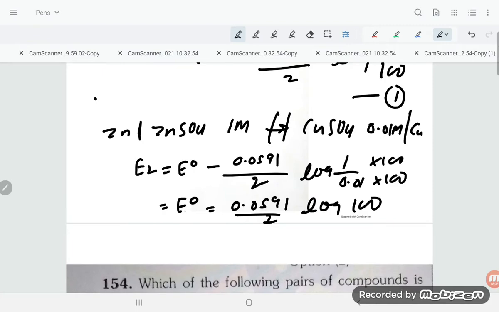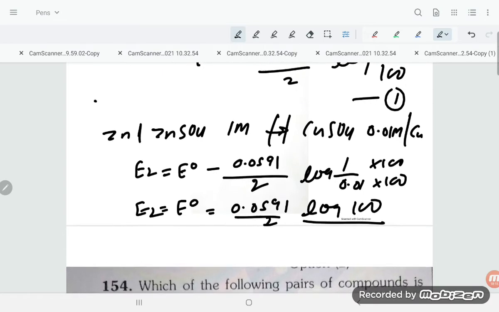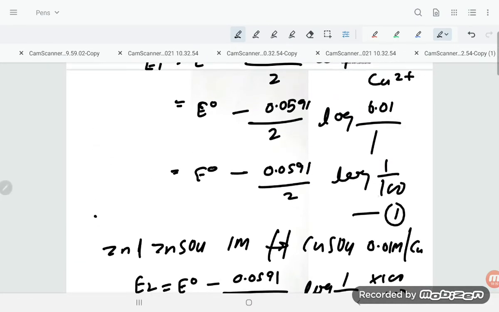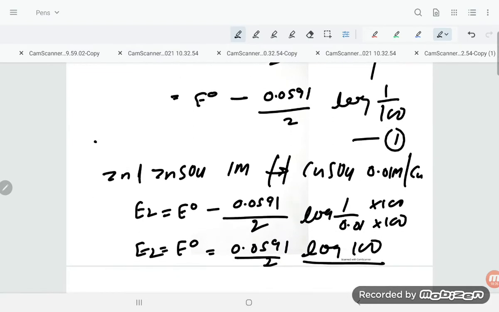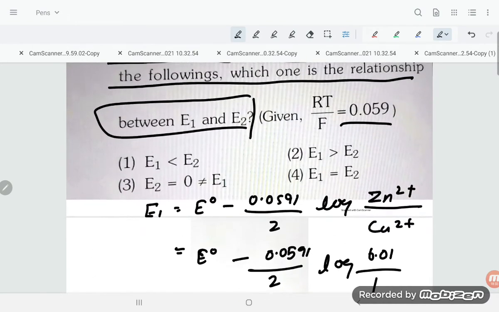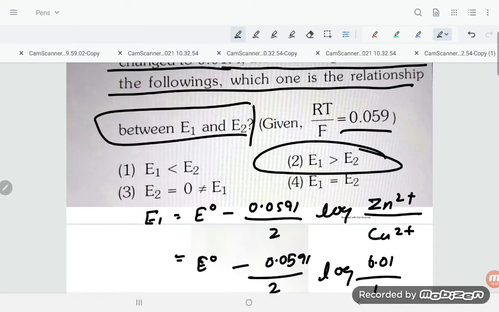It means that whatever E2 is coming will be greater, here you see log 0.0591. So they are asking E1 should be greater than E2 because it will go there and that will come forward. So minus into minus, that is plus. So E1 is greater than E2. So the correct option will be option number 2, student, E1 greater than E2.